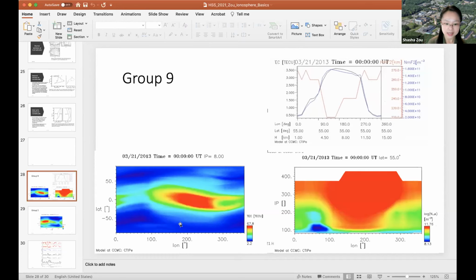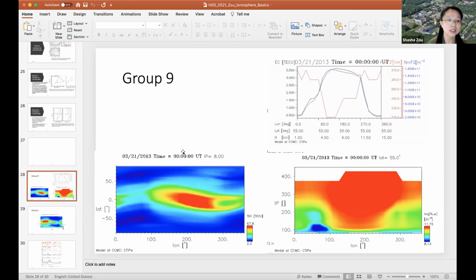What I did is I went to the CCMC, the CTIPe, and found exactly the same time. I made a two-dimensional TEC plot. You can see the units, the scale here. So here you can see there is a very clear equatorial region with high density, right? And this is because, during the March equinox time, the solar radiation production peaks in this region.